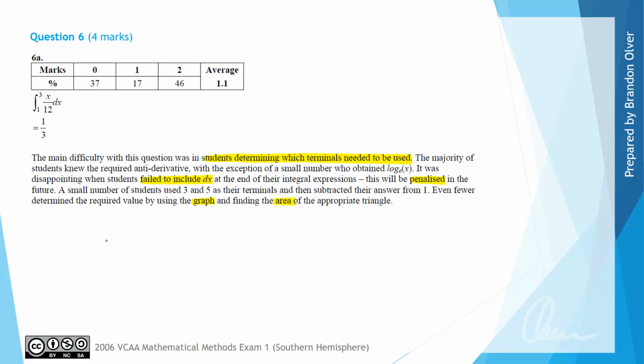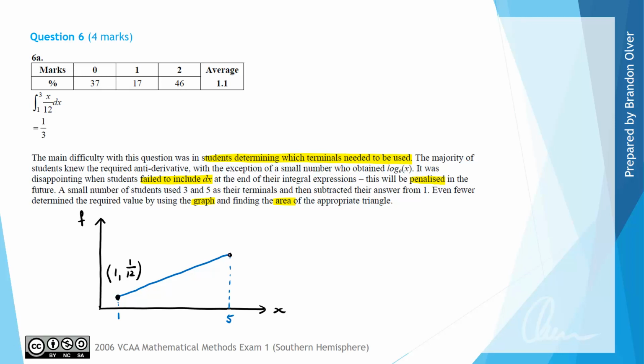If we have a look at what that method would have looked like, you would have had the graph of f against x, and the graph is a linear line, but it only starts at 1 and goes until 5. So this value here is 1, and this value here is 5. That would have coordinates 1, 1 on 12, and this would have a coordinate of 5, 5 on 12. Elsewhere, the graph would have been 0. That would have been the full graph if you had sketched it.